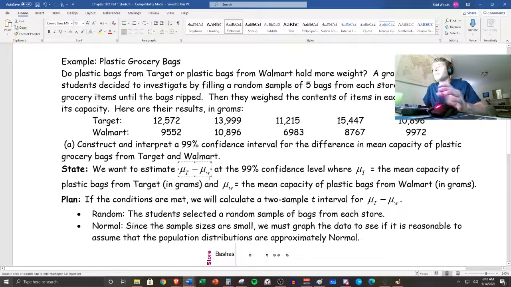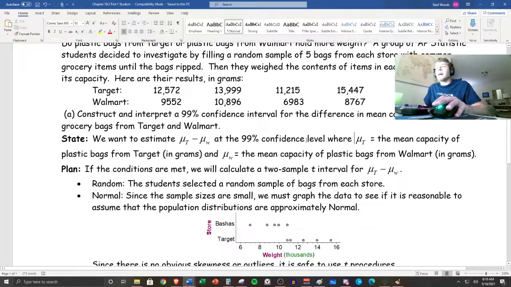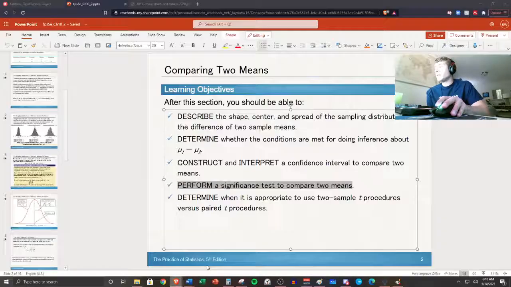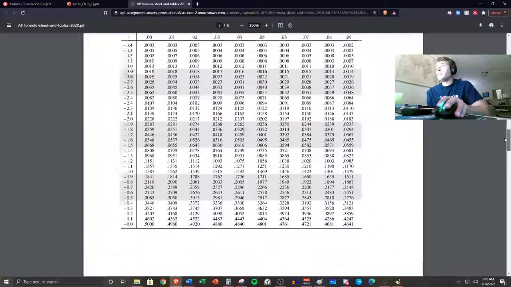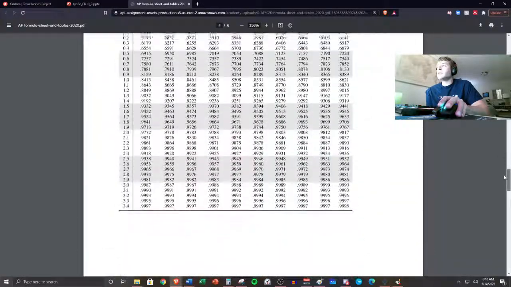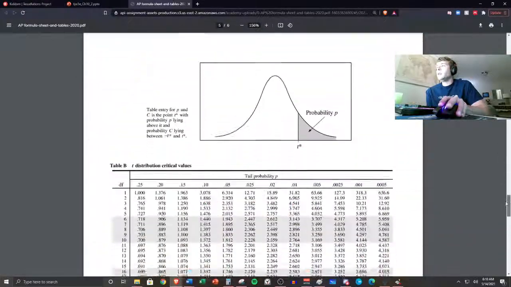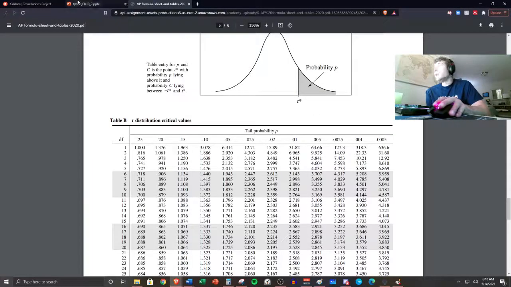We want to estimate that difference at the 99% confidence level, where μ_T is the mean capacity of bags from Target in grams, and then μ_W is the mean capacity of plastic bags from Walmart in grams. So the plan, if the conditions are met, we will calculate a two-sample t interval. So why is this a t interval? Well, remember that t versus z when we were constructing these intervals always depended on whether or not we knew sigma. So that means that changes what table we're actually using. So we will end up using this t distribution table for this.